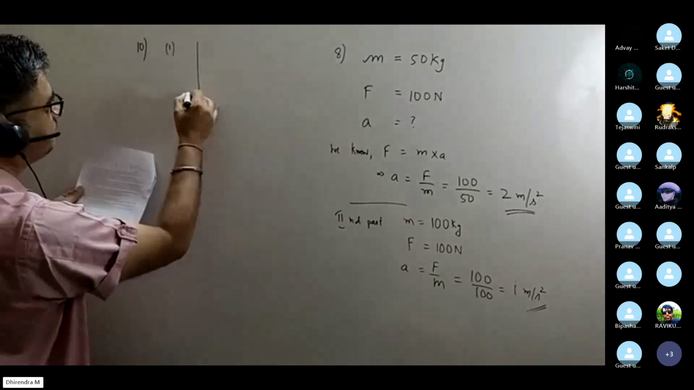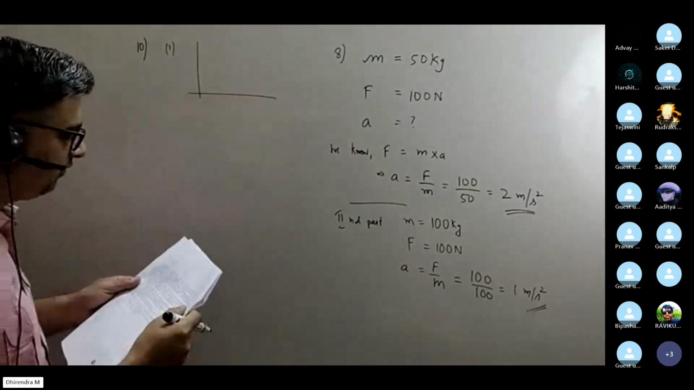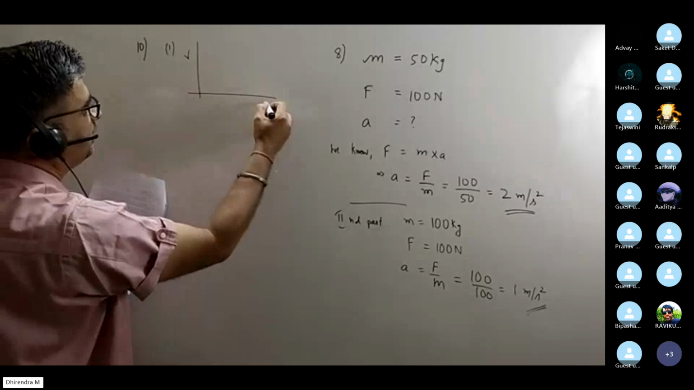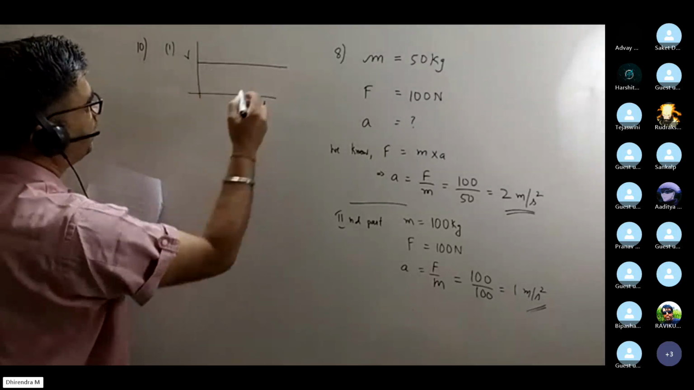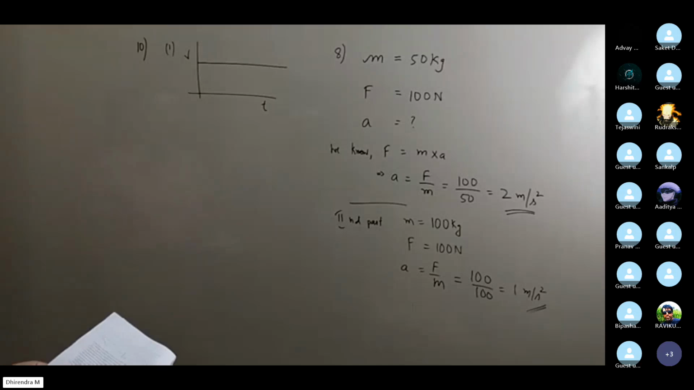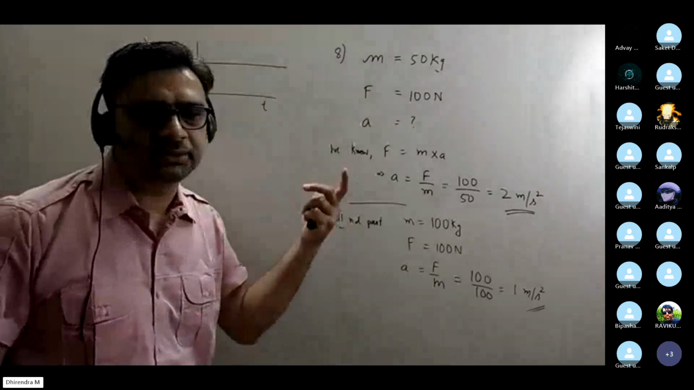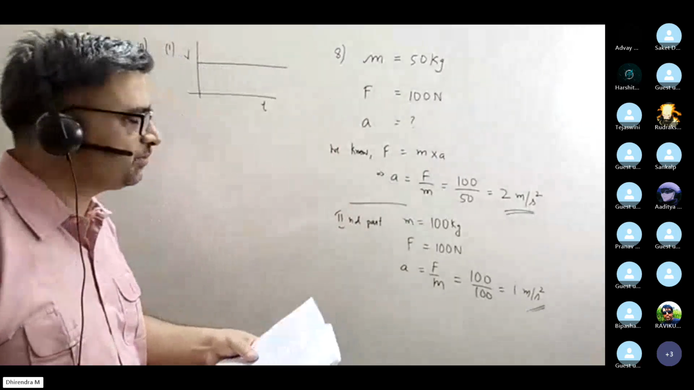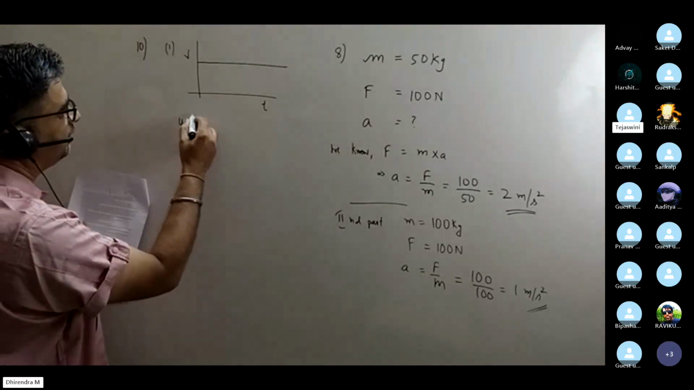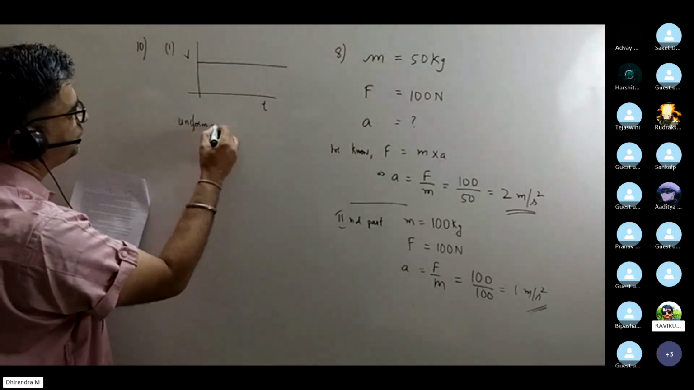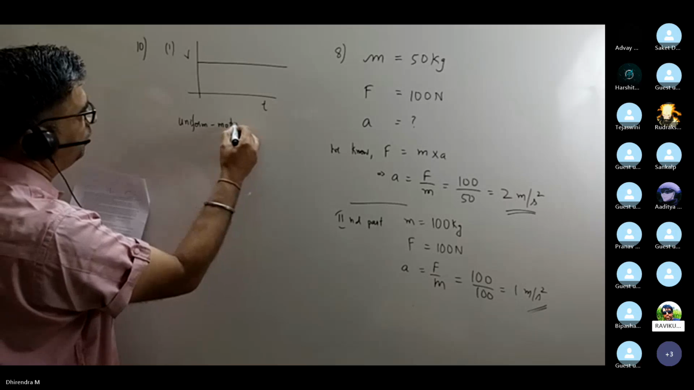The first one that we have is a velocity time graph, and this graph is showing a line which is parallel to the x-axis. It can't get easier than this. What does this graph represent, folks? Zero acceleration, constant velocity. This is uniform motion.